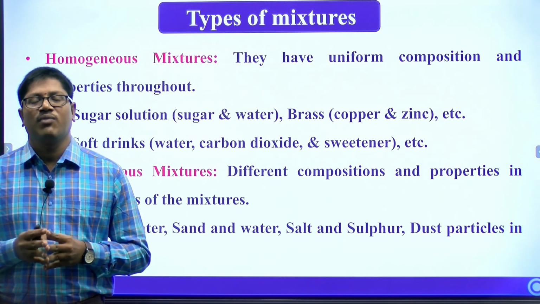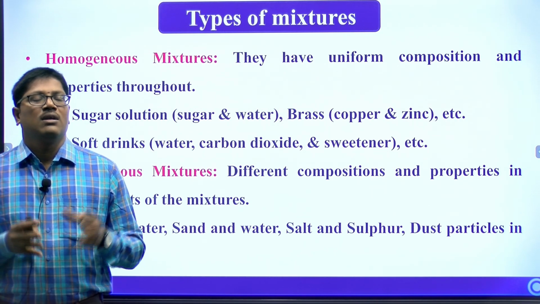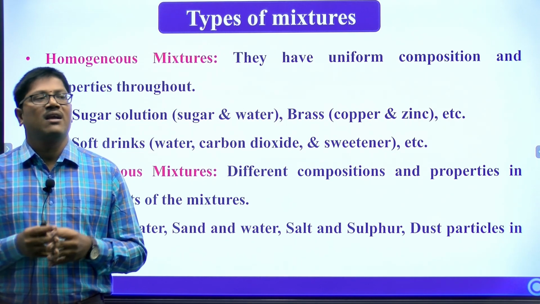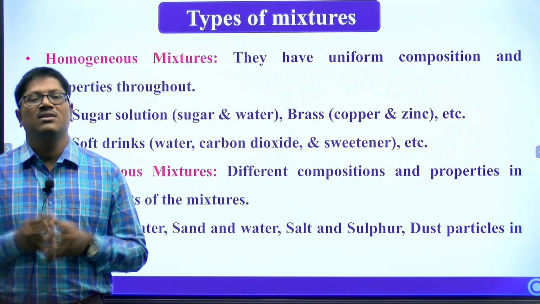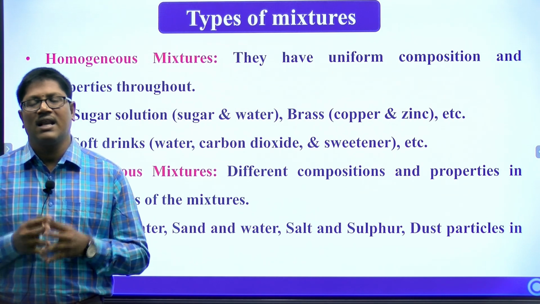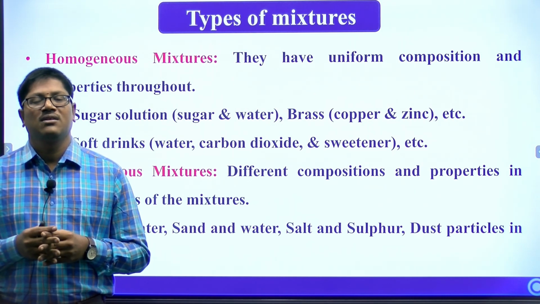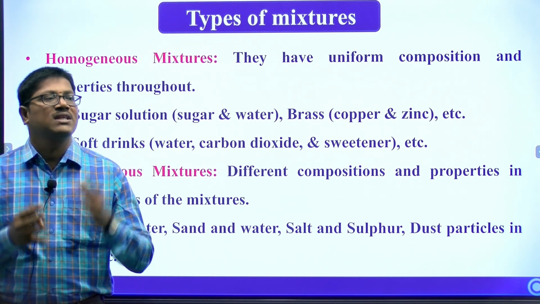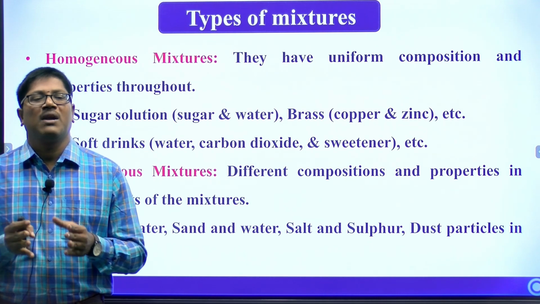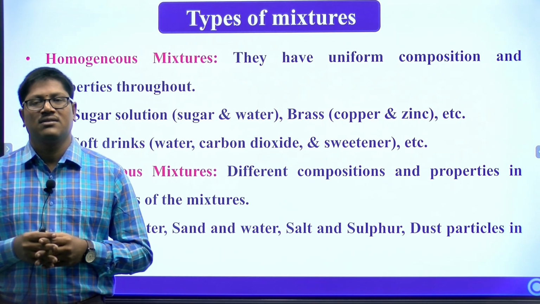Few more examples for homogeneous mixtures are salt solution, a few alloys like brass, bronze, stainless steel. Therefore, most of the alloys are considered as homogeneous mixtures. Soft drinks also come under homogeneous mixtures. They constitute water, carbon dioxide, artificial sweeteners and some flavoring agents.